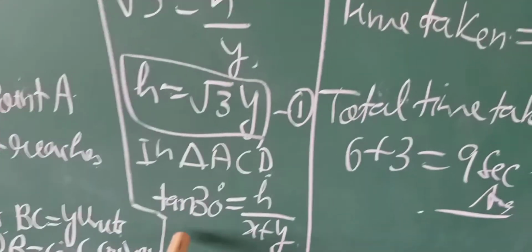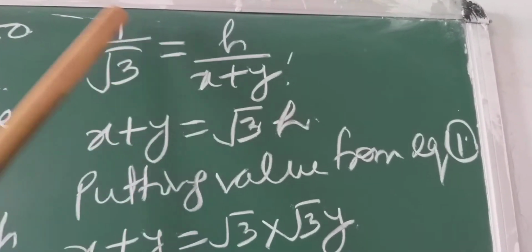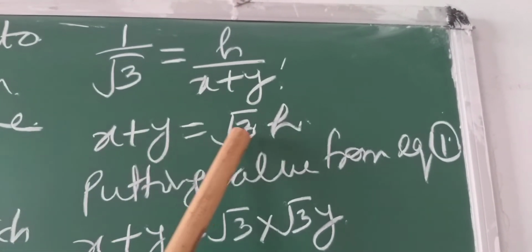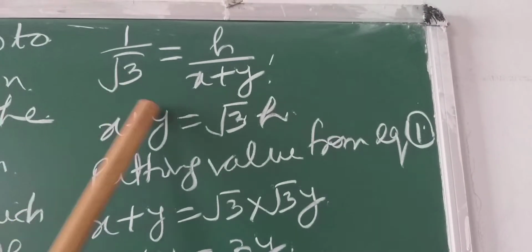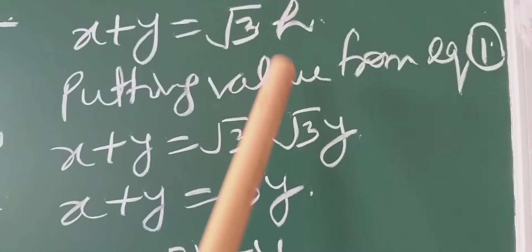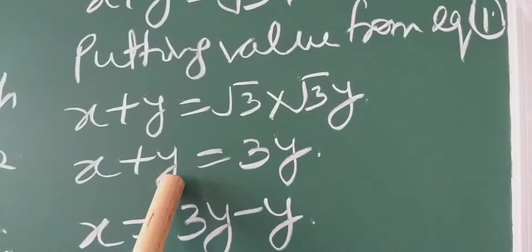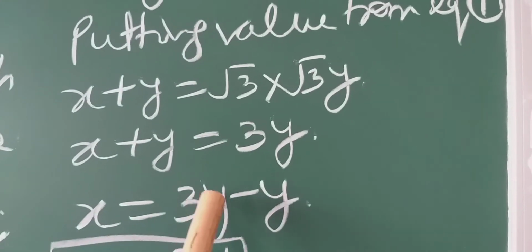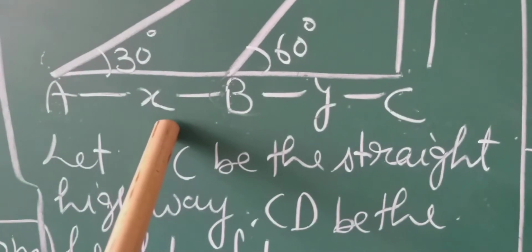Correct? Tan 30 value is 1 upon root 3. So 1 upon root 3 equals h upon x plus y. Cross multiplication, x plus y equals root 3h. Putting the value from equation number 1, this is equation number 1, student. Let us put the value of h. In place of h, we write root 3y. So root 3 into root 3y equals 3y. x plus y equals 3y. x equals 3y minus y. x equals 2y. So the value of x, student, is 2y.